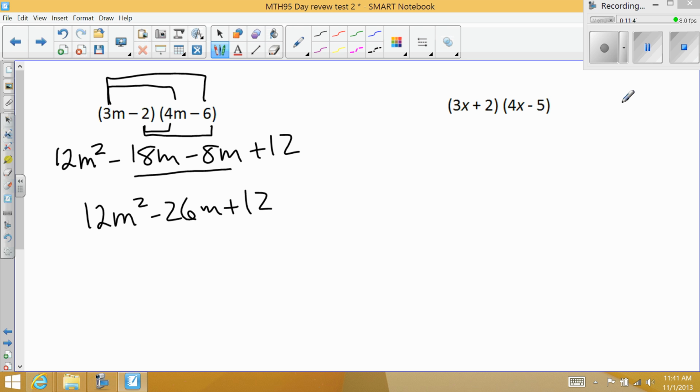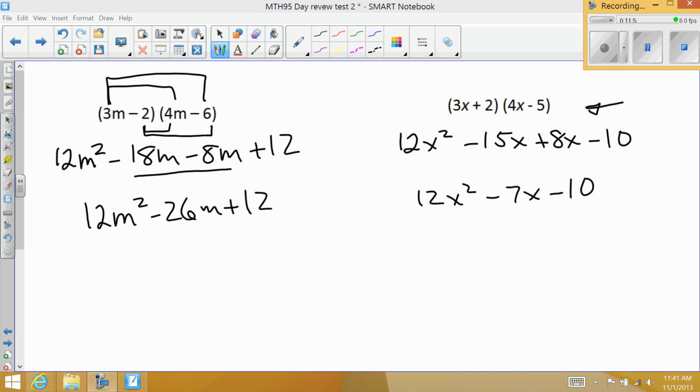How about if you try this one, and I'll pause a minute and see if we come up with the same result. Did we get the same result?